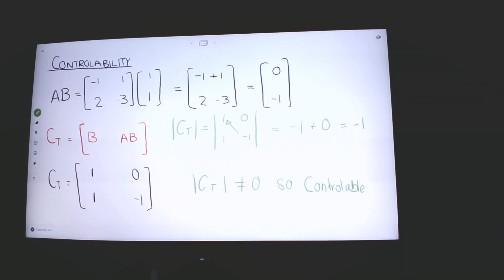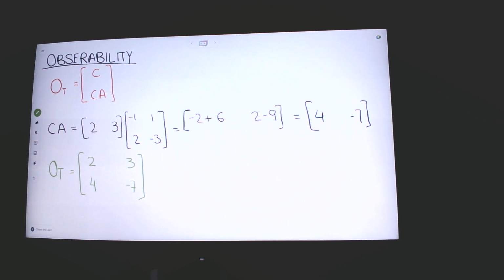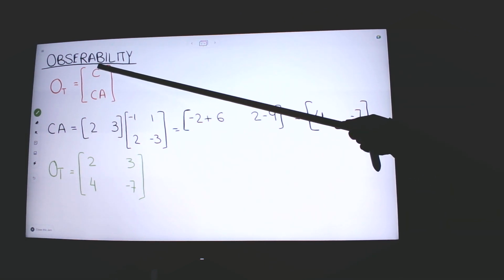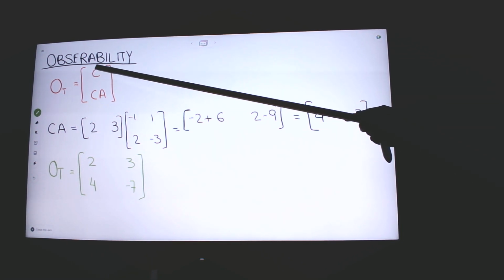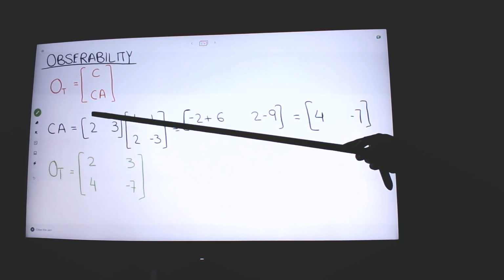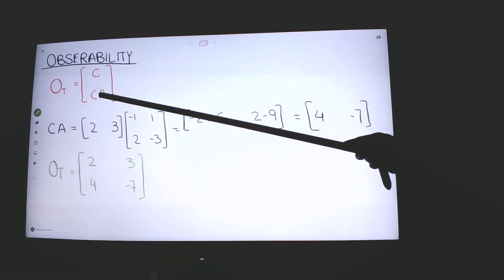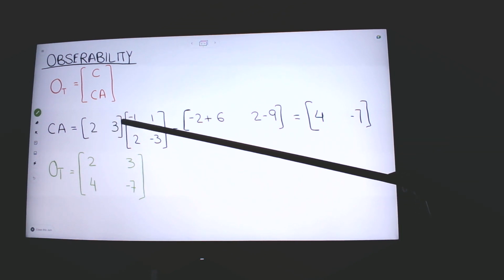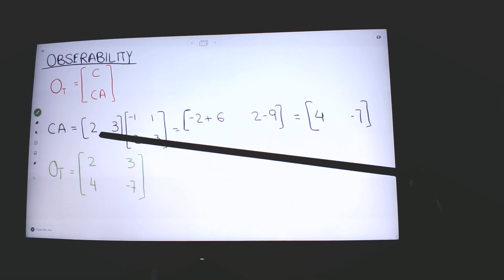Now I want to find out the observability, which is a tongue twister for me. Observability of the system. Now the matrix for observability is given by OT: C, CA. I know what C is, because the C matrix was 2, 3, if you remember from the first slide. So I got the C matrix, but I don't know what CA is, but I know C and I know A, so I can multiply them. So C is 2, 3 and A is minus 1, 1, 2, minus 3. I got this from the first question.